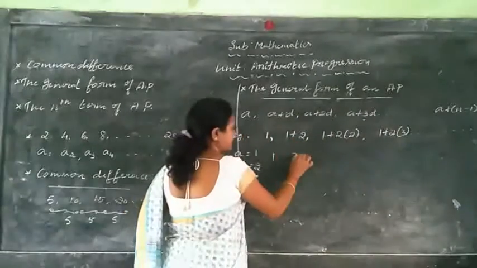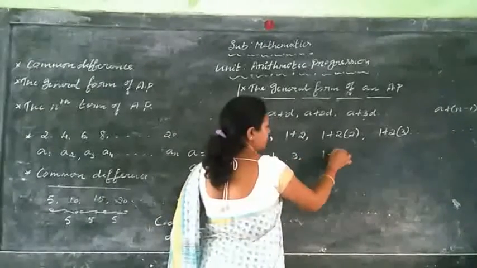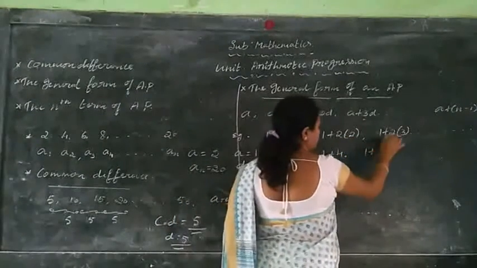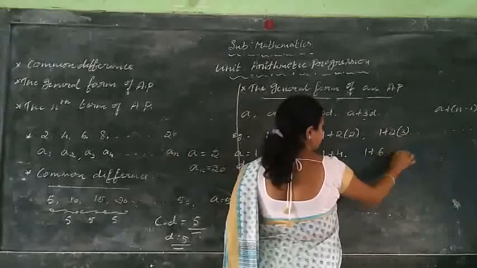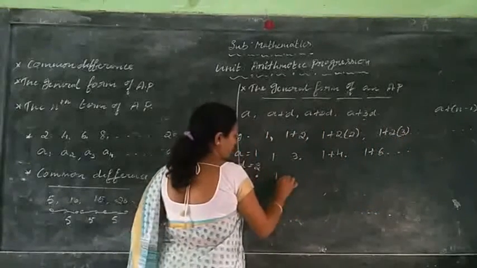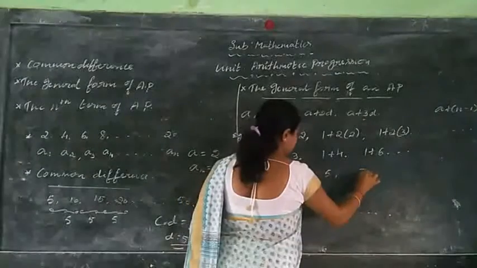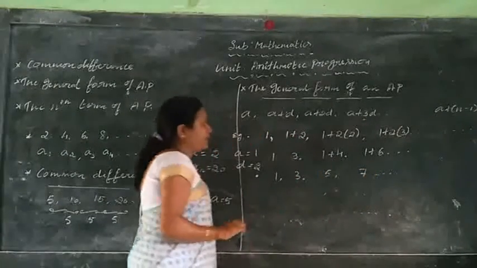1 plus 2 is 3. 1 two is 2, 2 twos are 4. 1 three is 3, 2 threes are 6. 1, 3, 5, 7. Okay, listen.